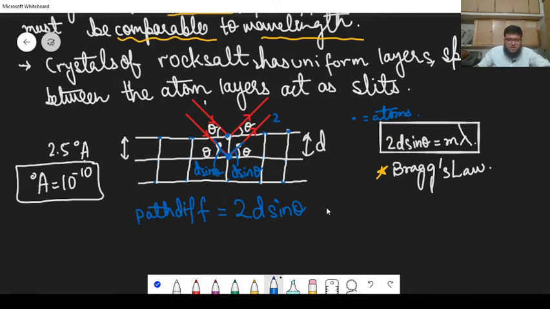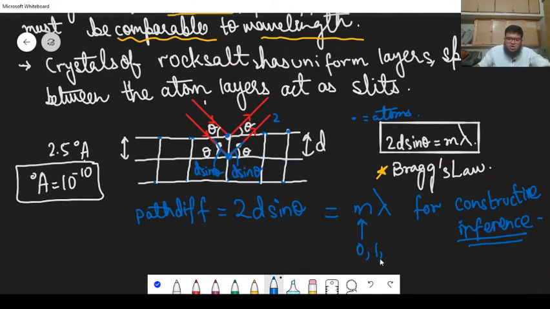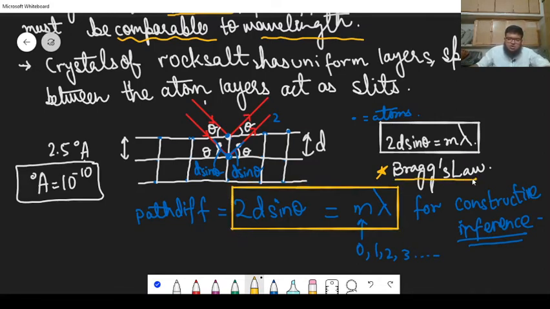This path difference can equal m lambda for constructive interference, meaning for observing maxima, the path difference should be of the order m times lambda, right, where m would be any integer: 0, 1, 2, 3 and so on. So this formula that we have gotten over here is known as Bragg's law.